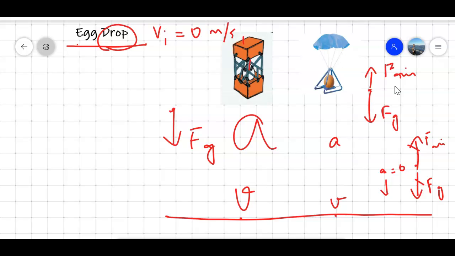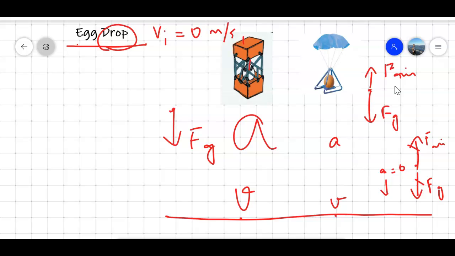It's unlikely that your egg structure will reach a terminal velocity if you drop it from 2 meters or 1 meter, because air resistance may not increase enough to cancel out gravity. But if you have a very light structure and a very effective parachute and you drop it from a considerable height, it is likely then it will reach a terminal velocity before it hits the ground.